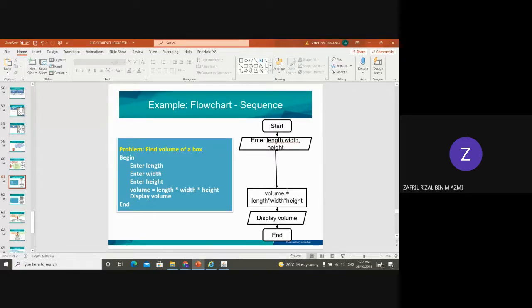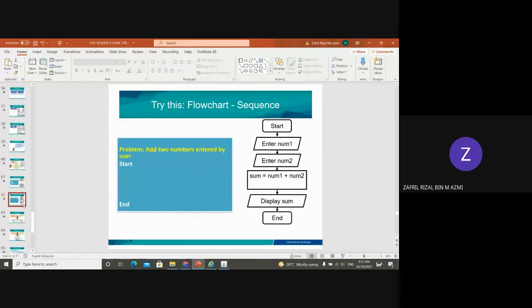Same goes for the algorithm. The algorithm also uses a comma: length, comma width, comma height. Alright. This is another example.